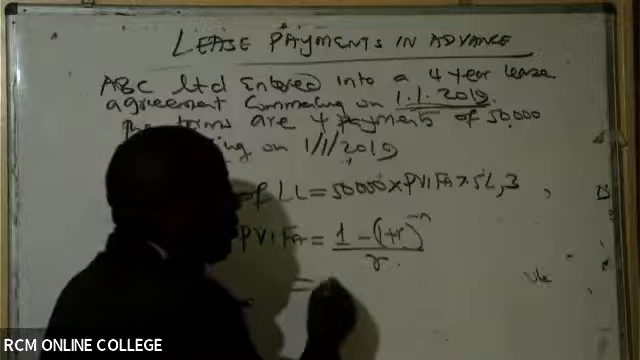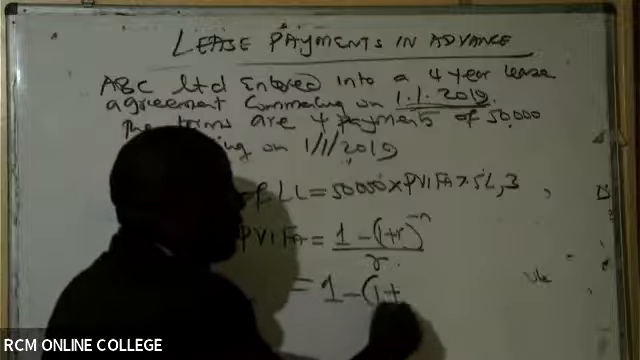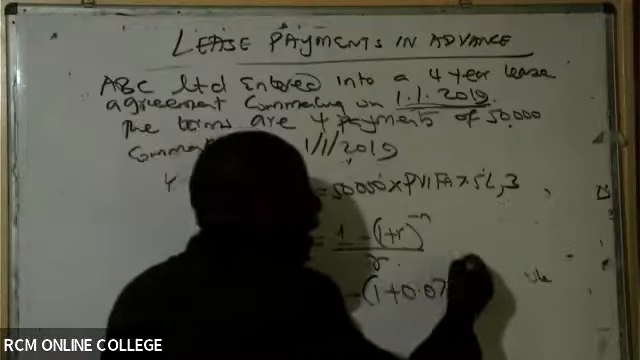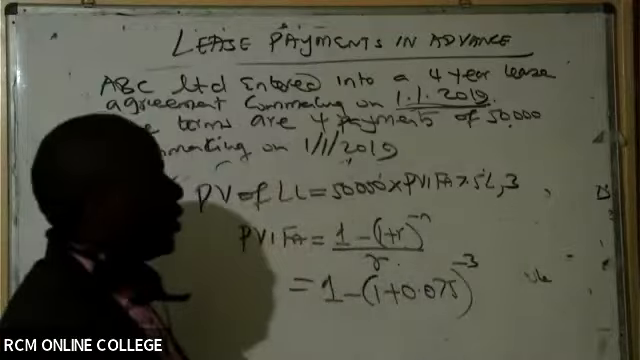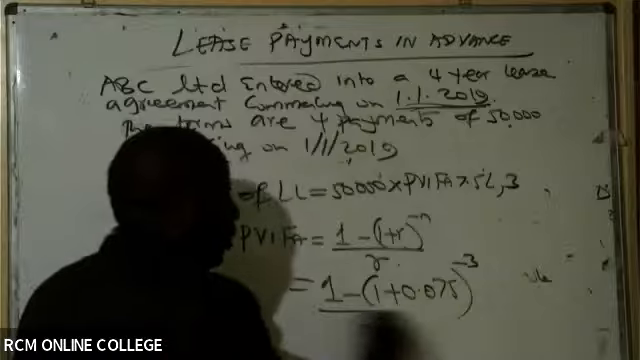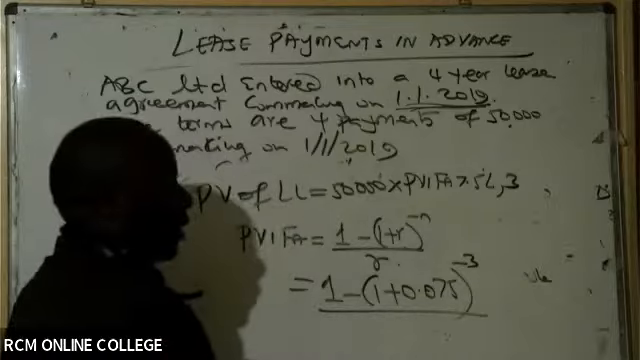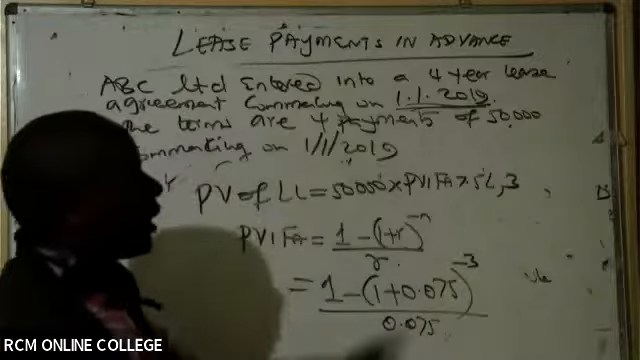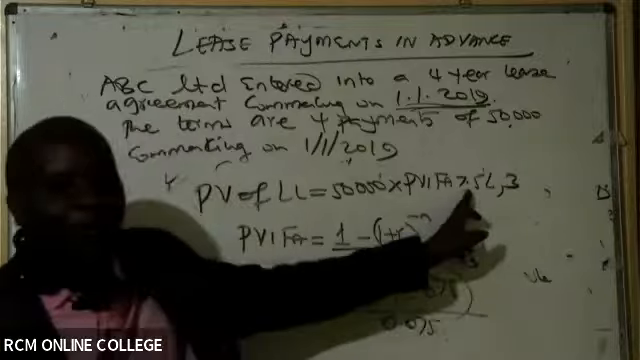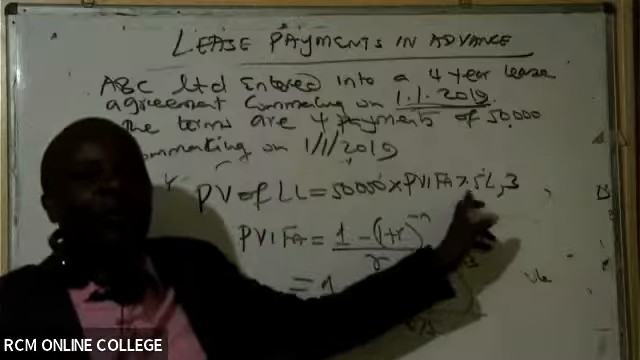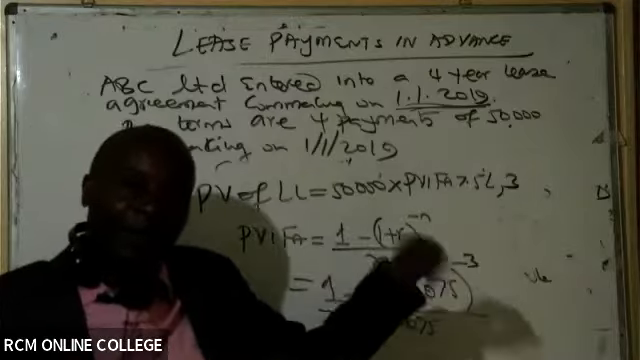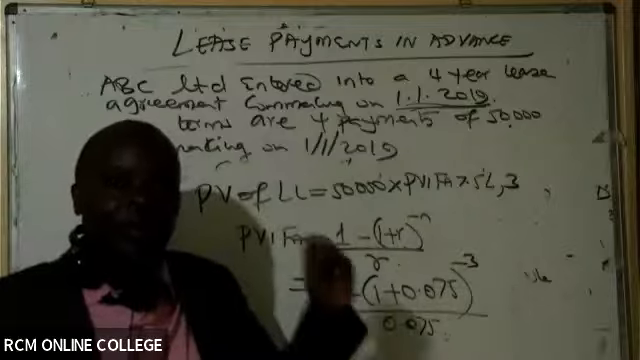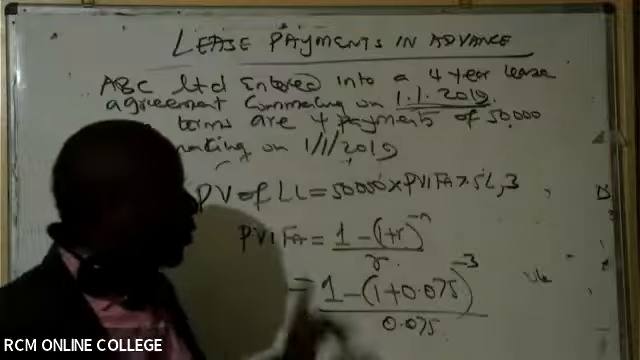So this will be 1 minus (1 plus 0.075) raised to negative 3, all over R, which is 0.075. So many students in an exam will write this as if it's 0.75. You can even use your calculator: 7.5% is 7.5 divided by 100, which is 0.075. So you go slowly.